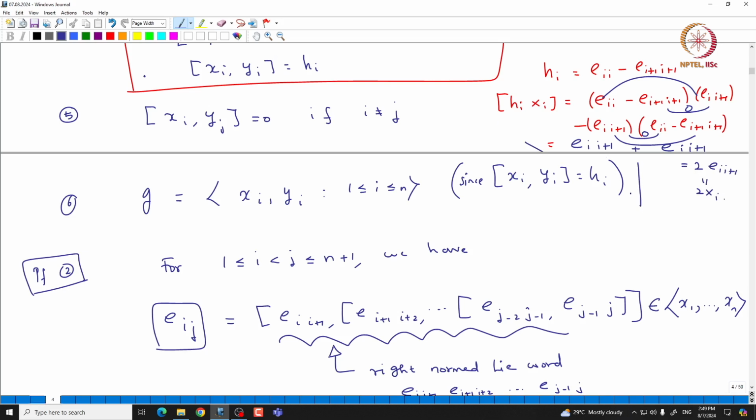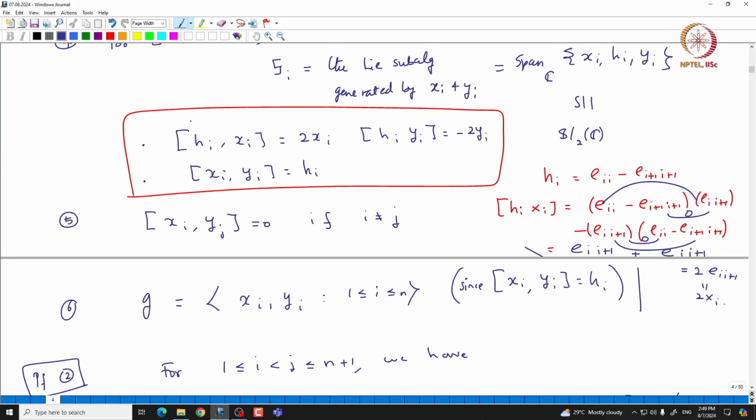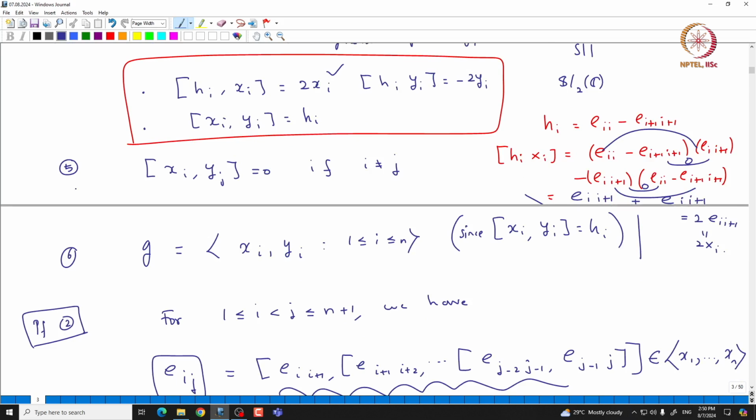So, this tells you that the very first formula is true: the bracket [h_i, x_i] is nothing but 2 x_i. Similarly, you can calculate the bracket [h_i, y_i], which is minus 2 y_i, and the bracket [x_i, y_i] is exactly h_i. Now I will leave it to you to actually check formula 5, and formula 6 actually comes for free because the bracket [x_i, y_i] is nothing but h_i and the h_i span h.